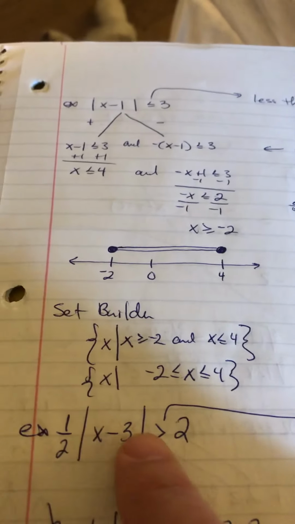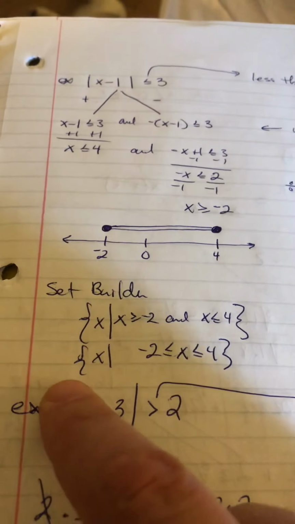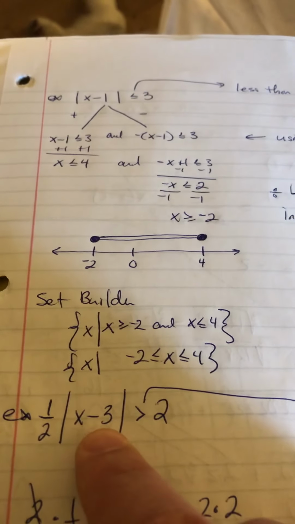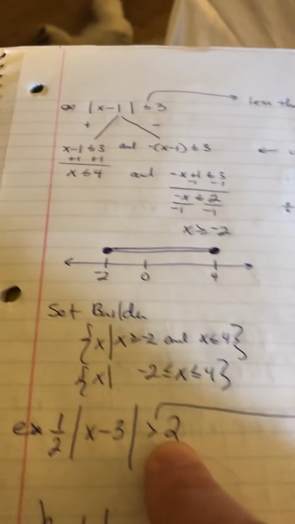Now, what happens if you have a greater than? Well, we'll take an example. We have 1/2 times the absolute value of x minus 3 is greater than 2. Now remember, greater than is or.